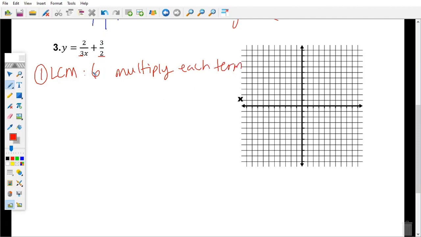You're multiplying it by 6. So what ends up happening is I'm going to have 6 times 2 over 3x. Oops, my x is not in the denominator anymore. There it goes. 2 over 3x plus 6 times 3 over 2. When you're multiplying a fraction times a whole number, you only multiply the whole number to the numerator. Does that ring any bells in your mathematical history?